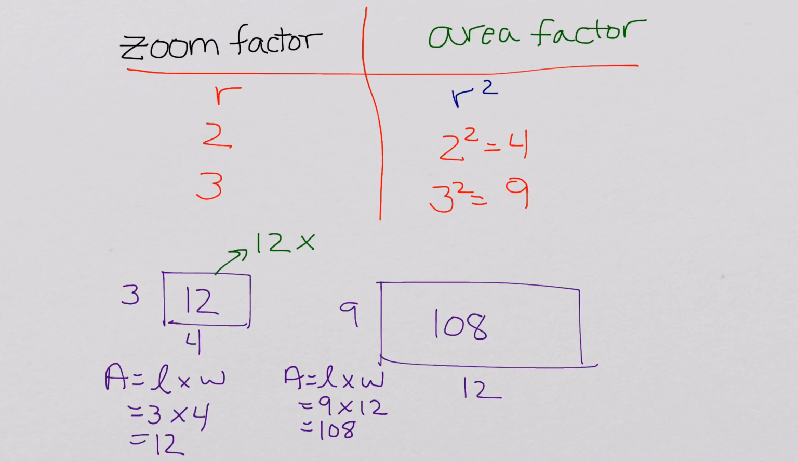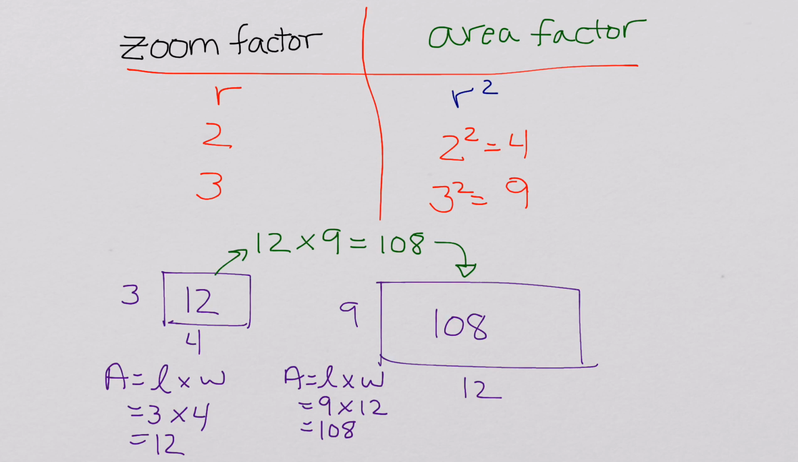In this case, the area factor is 9 because our zoom factor is 3, right? So 12 times 9 equals 108, which is what we got for our area. So as you can see, the zoom factor and the area factor are related. The zoom factor is found by comparing the ratios of the sides, and the area factor is found by squaring that ratio of the sides. Okay? This is very important for all similar shapes.